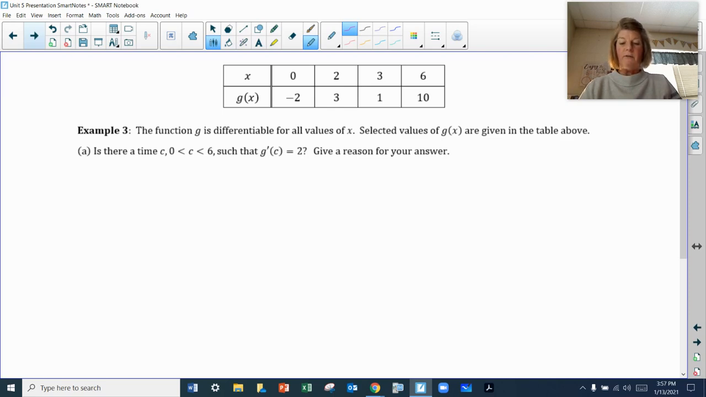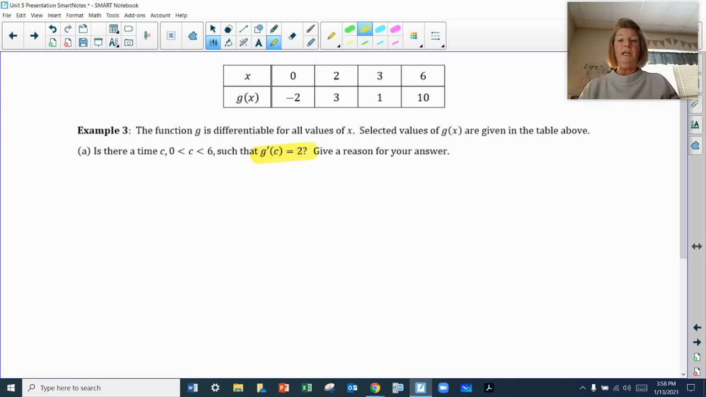The function g is a differentiable function for all values of x. Select values of g are given in the table. Is there a time c between 0 and 6 such that g prime of c equals 2? What do you vote for? Do you think we're going for IVT or MVT?